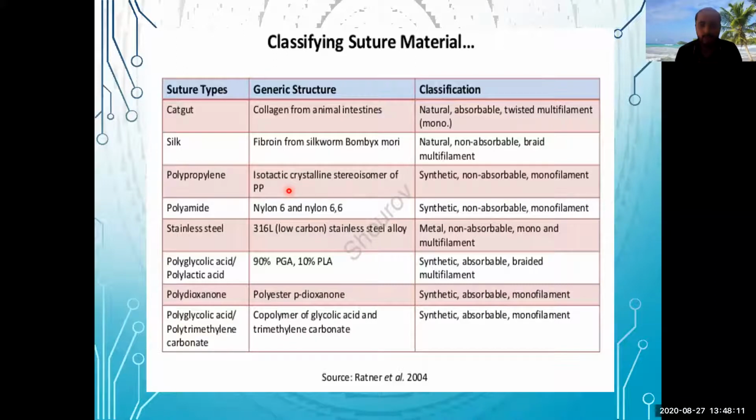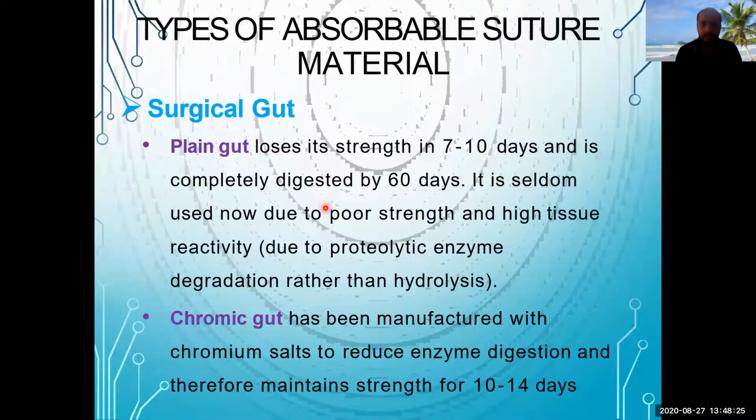Polypropylene, we are using it. It is an isotactic polymer of polypropylene. Synthetic, non-absorbable, monofilament. We are going to discuss these things later also.